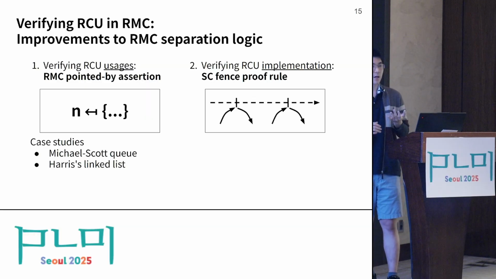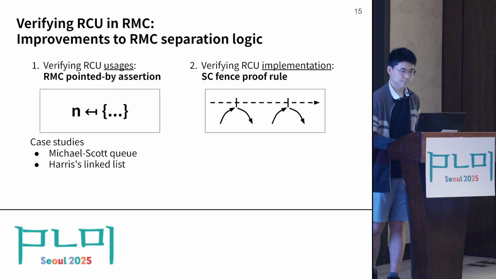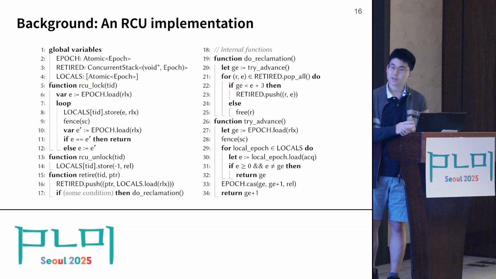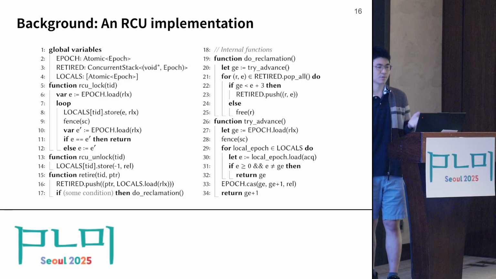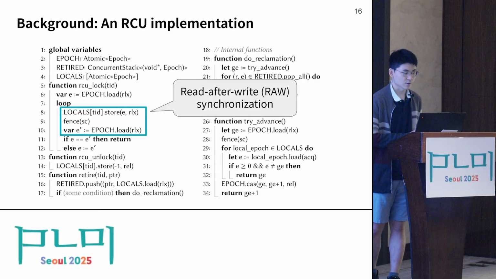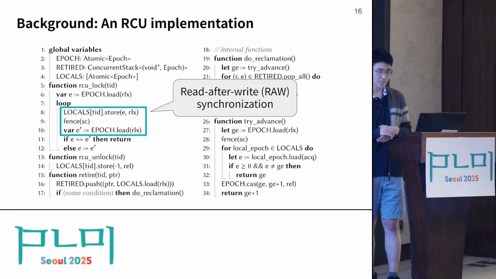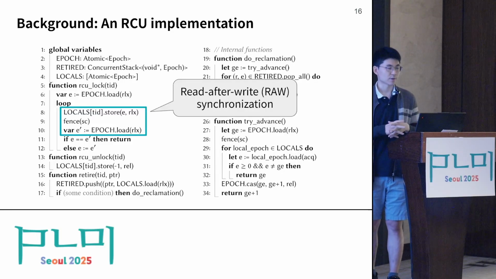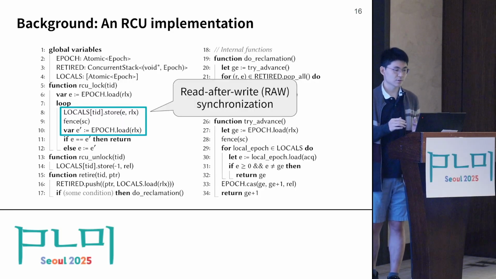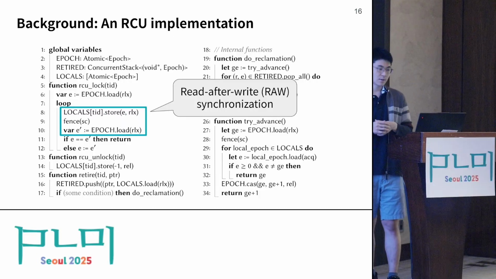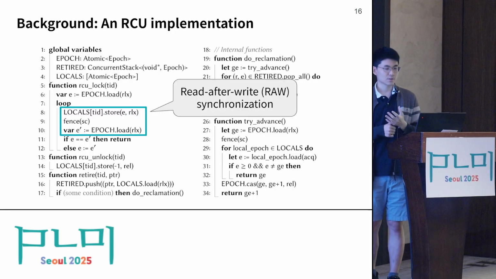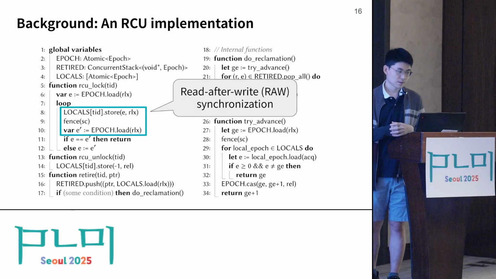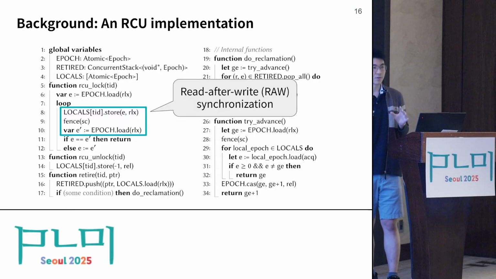Now, let's take a look at how to verify RCU implementations. So this is the RCU implementation we verified. This is rather complex, so we are not going into the details, but instead, let's focus on this highlighted part. In this part of the code, we first write to a shared variable, and then we execute an instruction called SC fence, and then we read another shared variable. Because of this pattern, we call it read after write synchronization, or simply RAW synchronization. And this pattern is essential for RCU and many other concurrency algorithms.